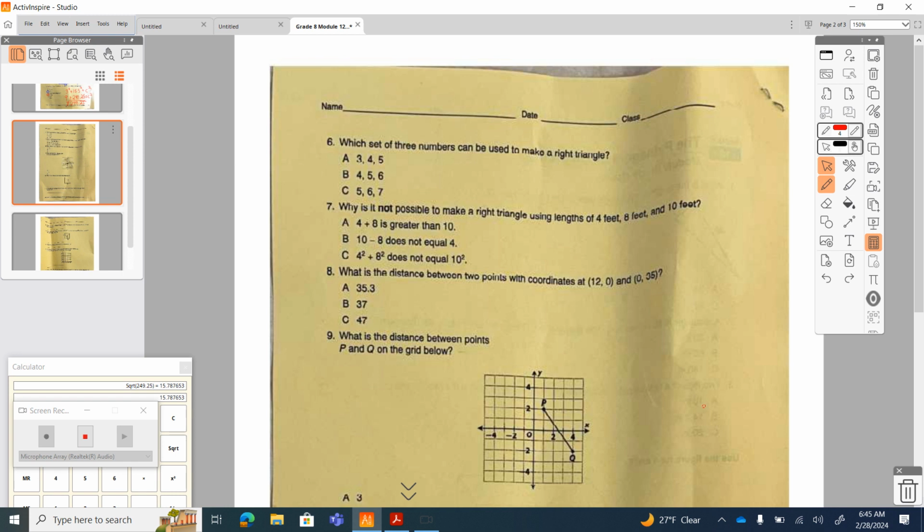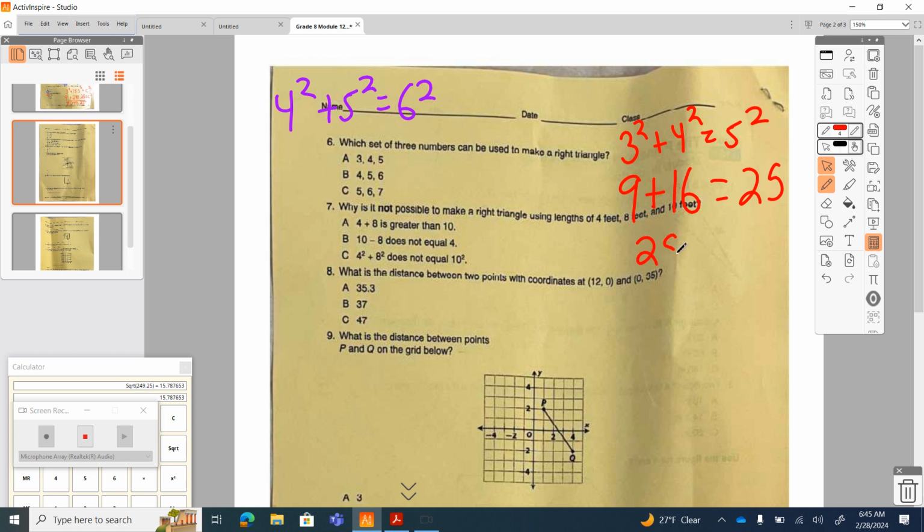So you would actually have to do 3 squared plus 4 squared equals 5 squared. You would also have to do 4 squared plus 5 squared equals 6 squared. I'm not going to do the last one. I'm just going to show you that it's actually 3, 4, 5. 3 squared is 9. 4 squared is 16. 5 squared is 25. 9 plus 16 is 25. 25 equals 25. That checks out.